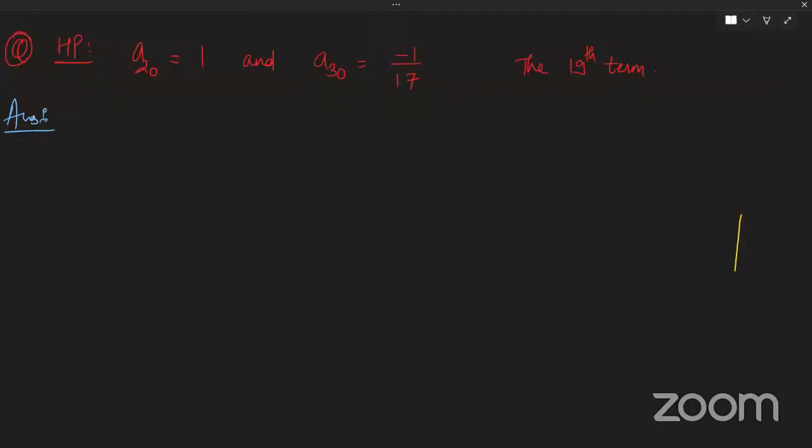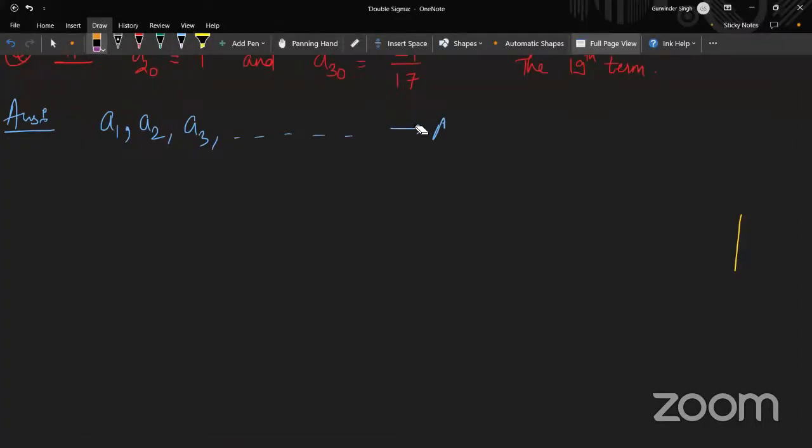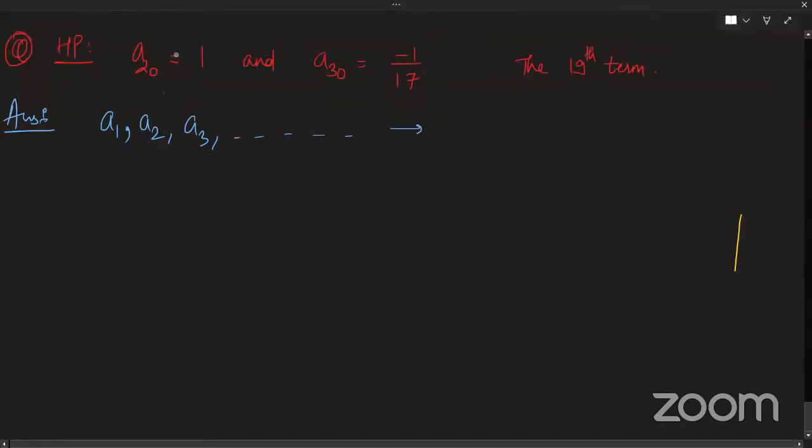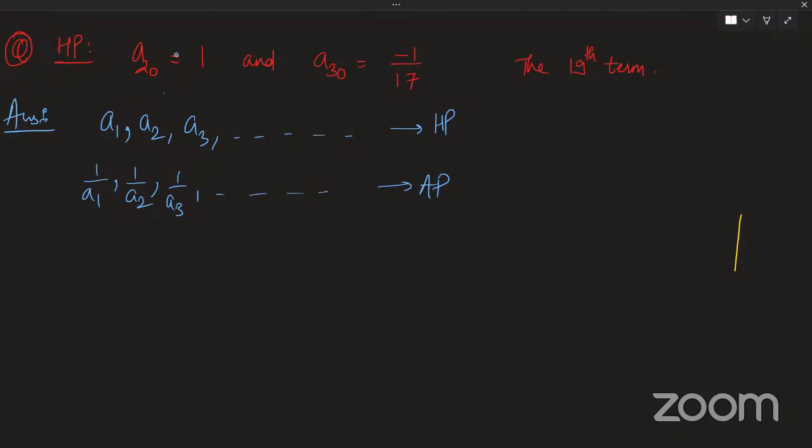See, again, the same thing. A1, A2, A3, all these are terms in an HP, right? What will that mean? It means that 1 by A1, 1 by A2, 1 by A3 are in AP. What is the formula for the nth term of an AP? A plus (n minus 1) into D.